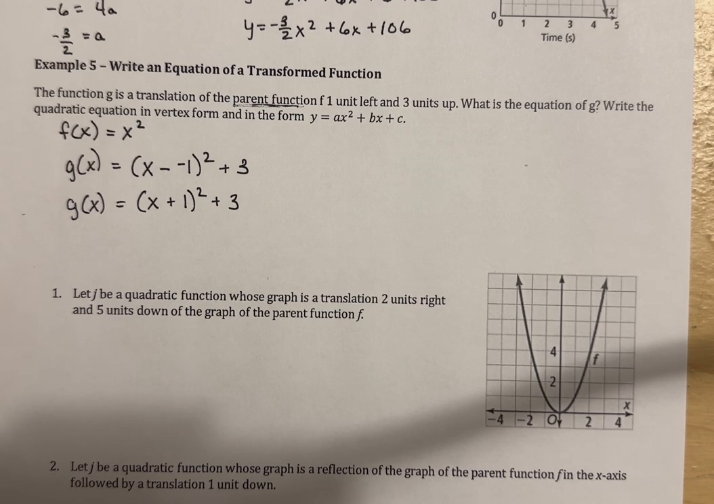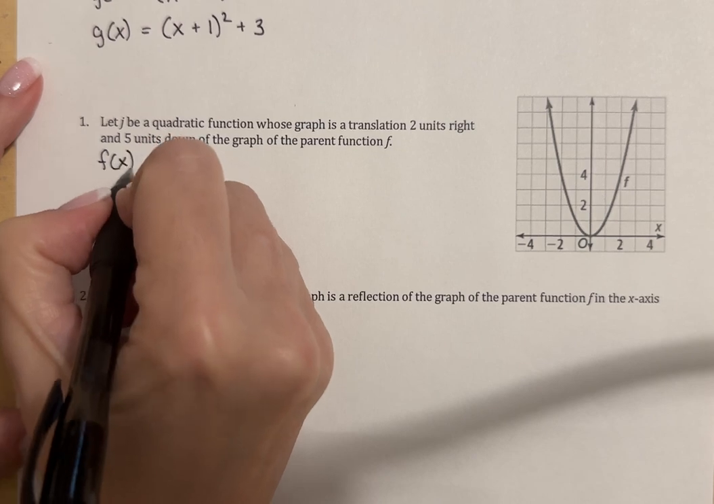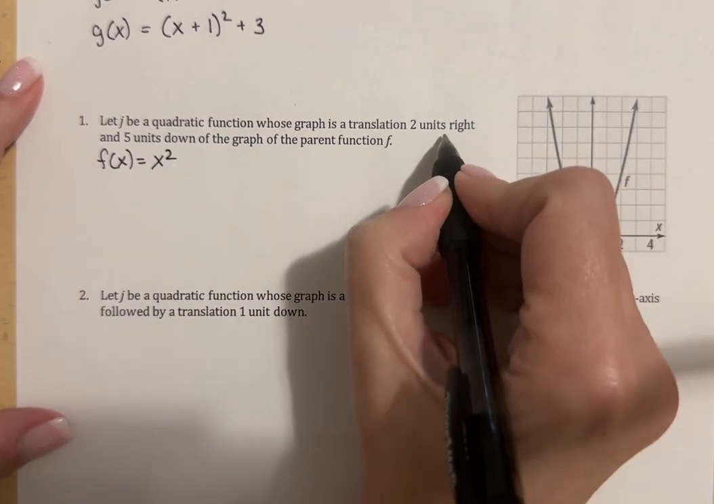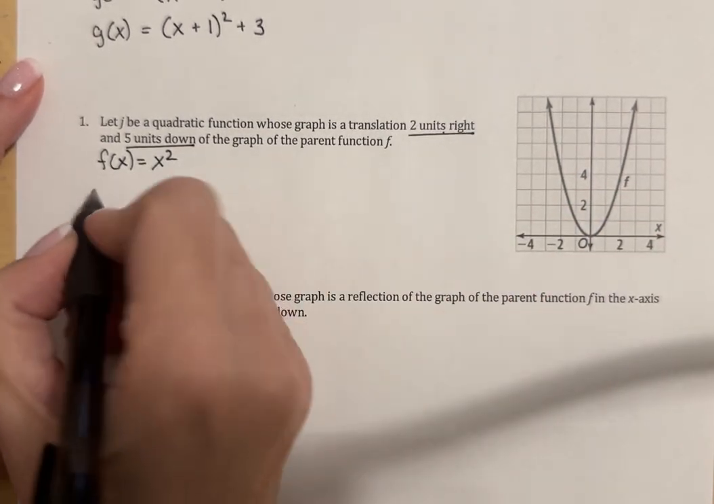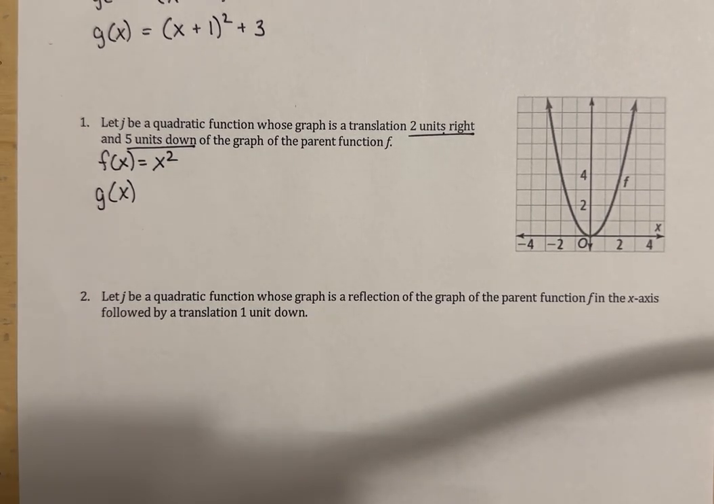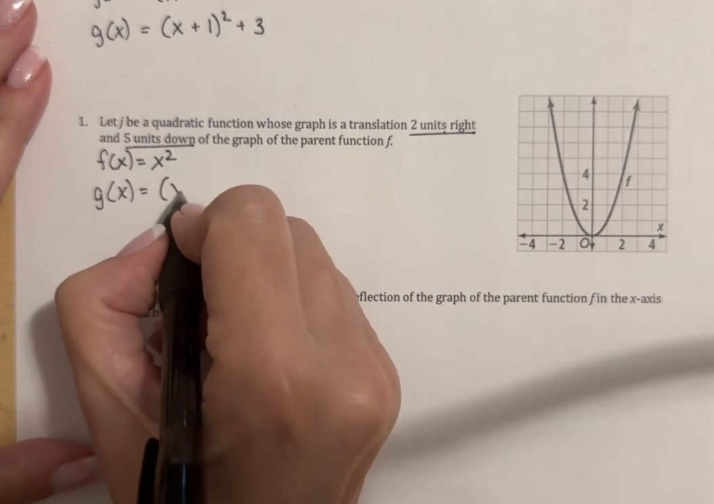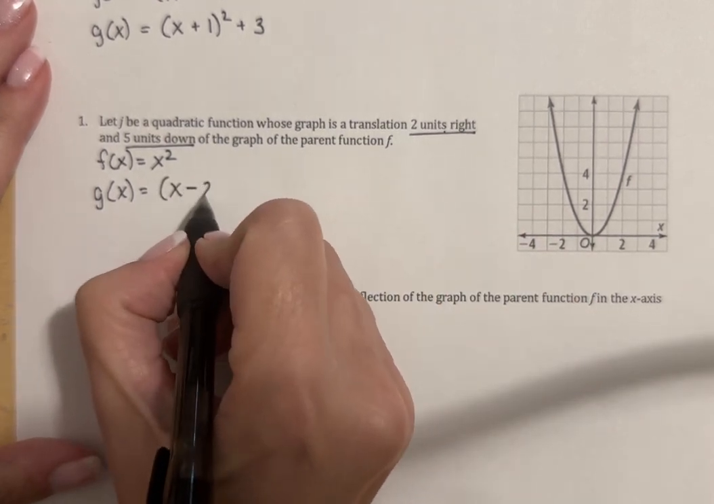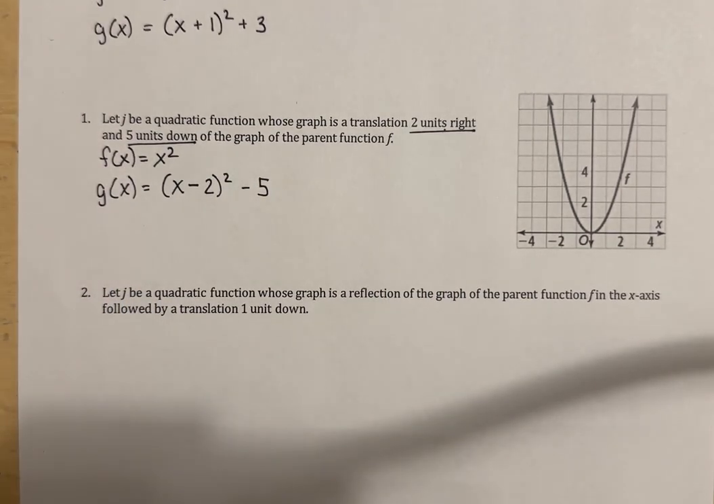Okay, let's take our parent function and move it again. So just a reminder, here's your parent. Okay, we're going to be going 2 units to the right and 5 units down. Notice it doesn't say anything about any reflections or vertical stretches or compressions. Okay, so right 2. Opposite of what I see, so it would be -2. And then down 5 would be -5. And that is my new graph. So no issues with that.